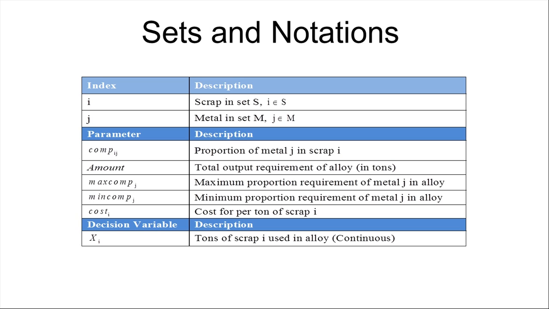The notations for the alloy composition problem consist of indices I and J for scrap and metals. The I and J indices belong to set S for scrap and set M for metal. The parameters are inclusive of the data frames used in the model. These are cost, composition, minimum composition and maximum composition. Decision variable X is tons of scrap for each index I used in the final alloy composition of 1000 tons. X is a continuous variable.